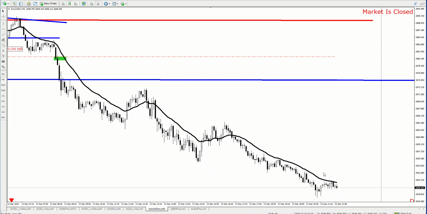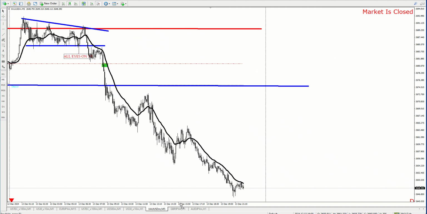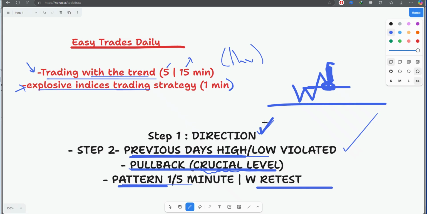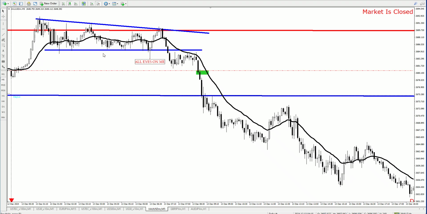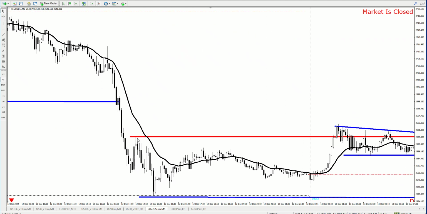Even if you held till the close, you can see this was yesterday. The opportunity was so clean. How did we know this opportunity was so clean? Because it met all the criteria we have over here. We need a direction. Yes, the previous day gave a direction. Previous day low. In this case, they violated the low, right? And then did they give us a pullback to a crucial level? Of course they did. And then did they give us a pattern on a 1 or a 5 minute time frame? They did. All these steps have been fully met. There is a pattern, and then they gave us all eyes on me, and that's when they collapsed out of it. So they did pull back to a crucial level because this is the resistance that they encountered.